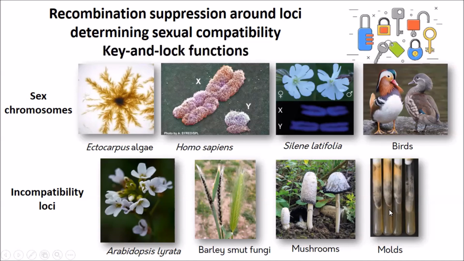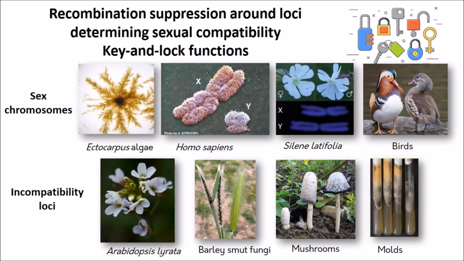And so we understand why there is a recombination suppression around these genes, because they function like a key and lock model. To remain incompatible with the alternative form, you need suppressed recombination between several genes that function like the key and the lock of the other, the alternative alleles.